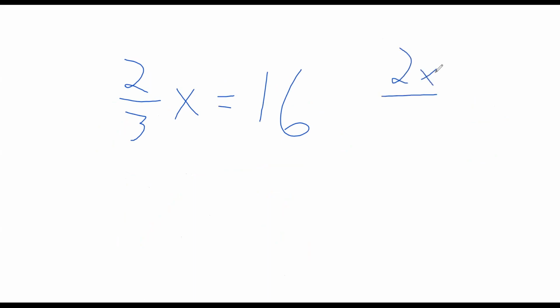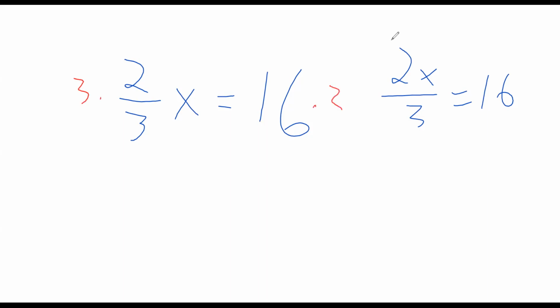What if you started with this equation? 2/3 x equals 16. Or even 2x over 3 equals 16, which is actually the exact same thing. What you're going to do is get rid of the 2/3 over there, which is what you want to get rid of. You could start by multiplying both sides by 3.